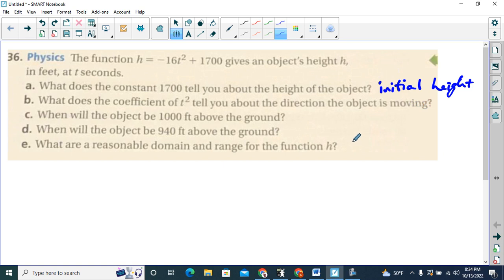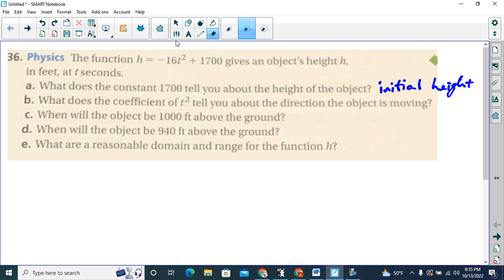Part B wants to know what the coefficient of t squared, which is negative 16, tells you about the direction the object is moving. So notice, because I have no t term, if I do negative b over 2a, my vertex is at t equals 0. So 0, 1700. So the object, because that leading coefficient is negative, goes down. So the object is moving down.